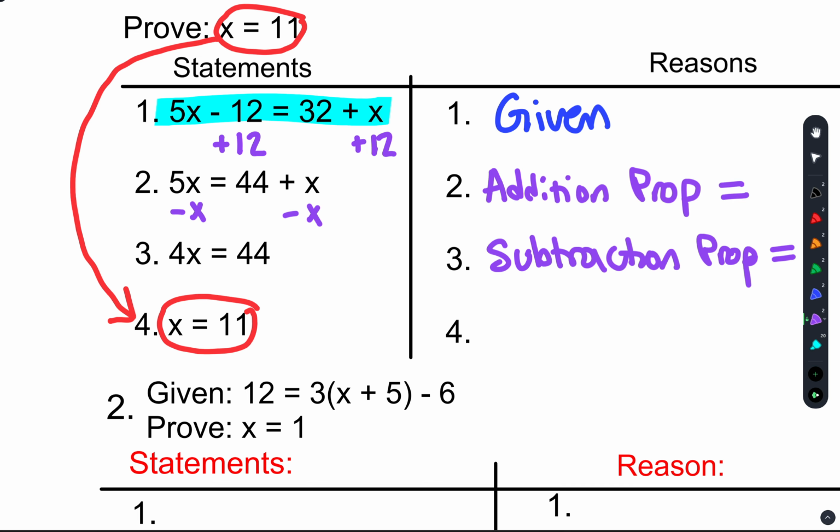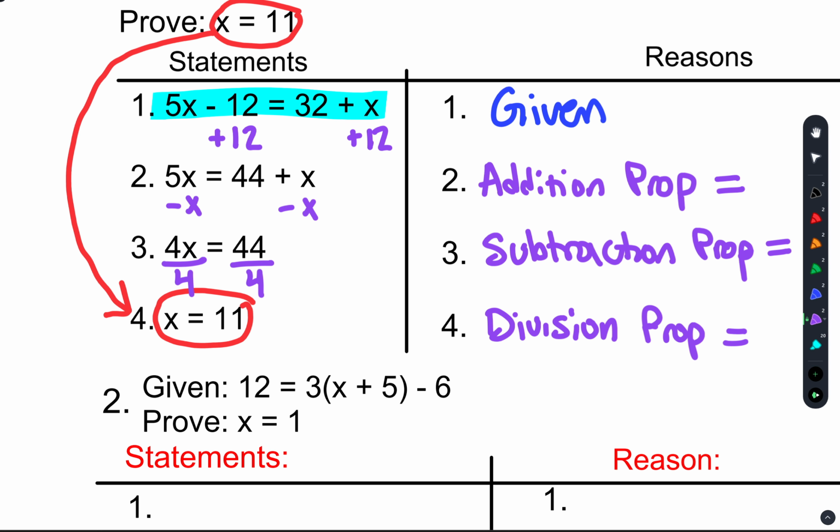Then what did I do from step 3 to step 4? Casper? If I'm dividing by something on both sides, that's my division property of equality. Baby's first proof. We did it. Questions on that?